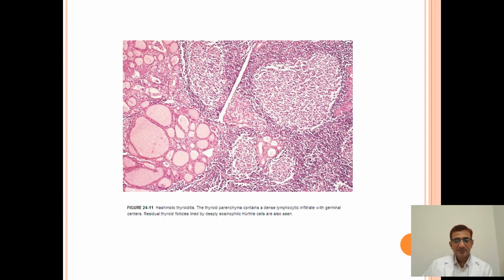So this is the microscopy of Hashimoto's thyroiditis. You can see the thyroid follicles are atrophied, and you can see the prominent germinal centers. There is dense lymphocytic infiltrate, and you can see Hurthle cells in between. They are also called oxyphil cells. They are large cells with abundant eosinophilic cytoplasm.